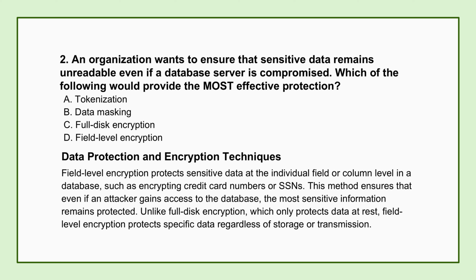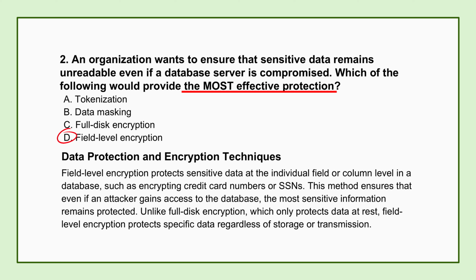Okay, let's switch gears. Scenario 2. Protecting data. Really sensitive stuff. An organization needs to make sure that even if its database server gets compromised, the crucial data inside stays unreadable. So, what's the most effective method? Tokenization, data masking, full disk encryption, or field-level encryption? The best bet here for this specific scenario is field-level encryption.